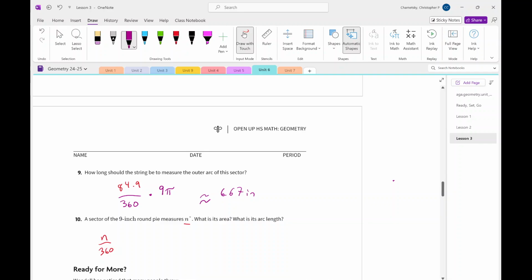For the area, we're going to take the n out of 360 and we're going to multiply it times the area of the entire 9-inch pie. So the area of the entire 9-inch pie was 20.25 pi. So now we can substitute in any angle for n, and we can calculate the area of any slice.